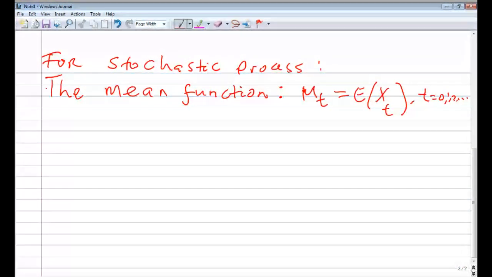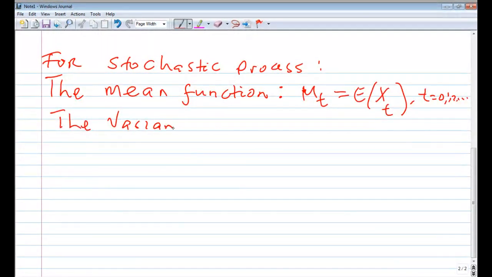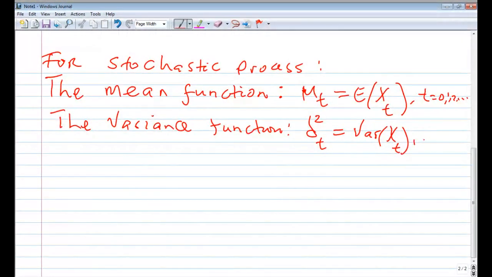So the variance function is defined by sigma squared t, which is equal to the variance of Xt. Again, your t is ranging from 0 up to infinity. Okay. So what about the covariance?